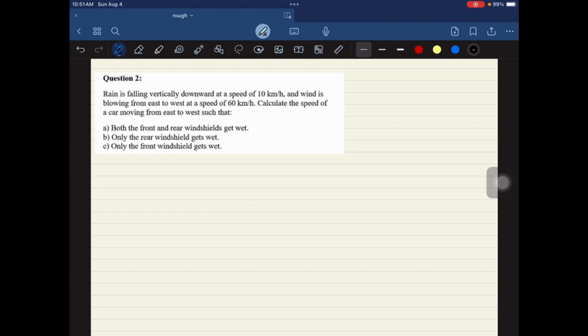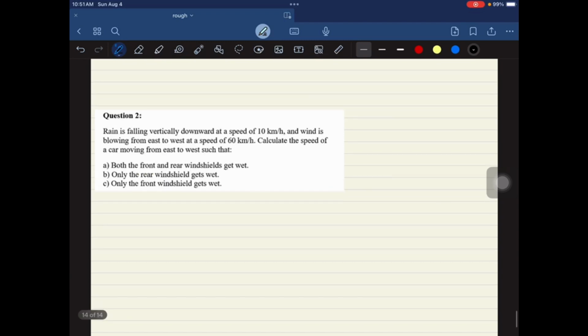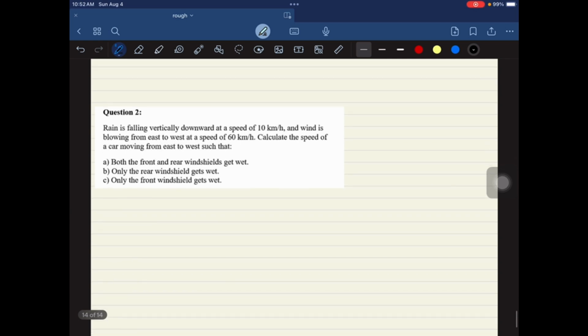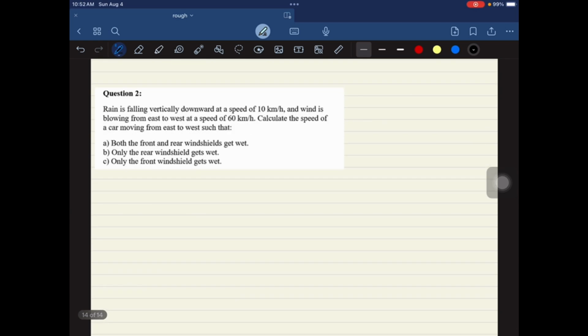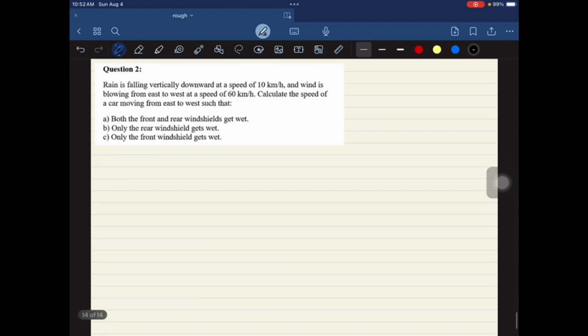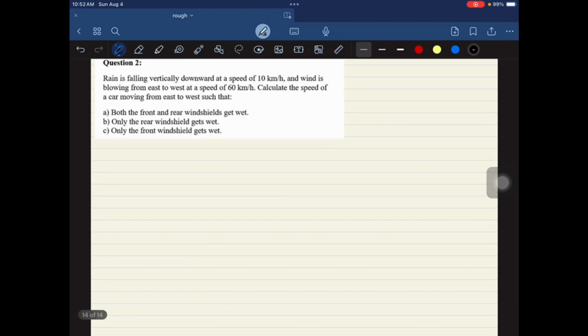Okay, so in our next problem, question 2, we'll do this problem. Rain is falling vertically downward at a speed of 10 km per hour, and wind is blowing from east to west at a speed of 60 km per hour. Calculate the speed of a car moving from east to west such that both the front and rear windshields get wet, only the rear windshield gets wet, only the front windshield gets wet. We'll do this problem related to the previous problem, the coordinate system process.